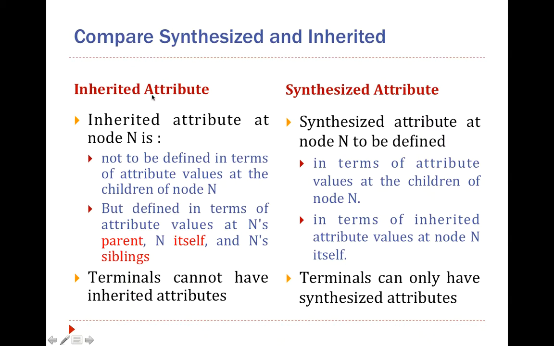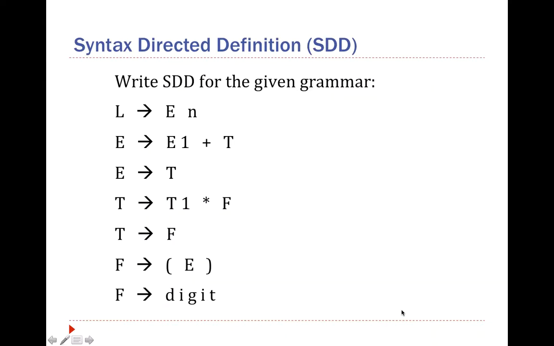Now a comparison of inherited and synthesized attributes. An inherited attribute is not defined in terms of children nodes, whereas a synthesized attribute is defined in terms of children nodes. An inherited attribute is defined in terms of the parent itself and sibling attributes, and a synthesized attribute may be defined using the inherited attribute at the node itself. In the parse tree, terminals cannot have inherited attributes, but they have synthesized attributes.